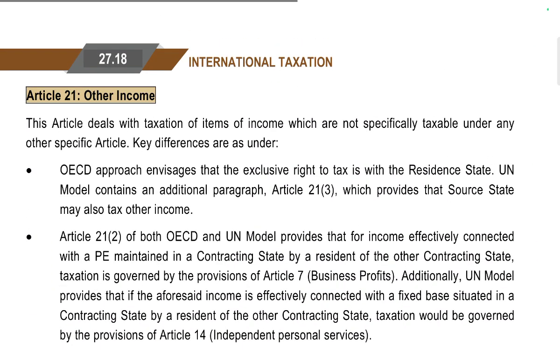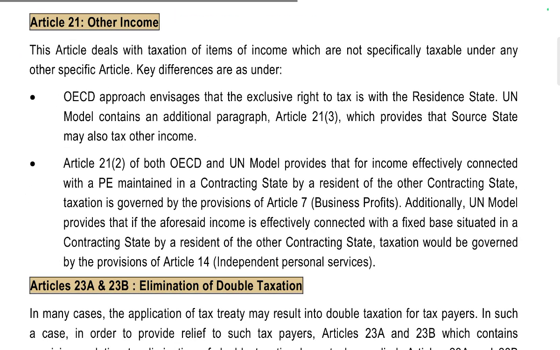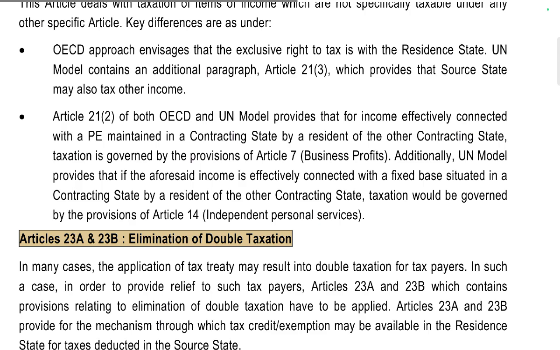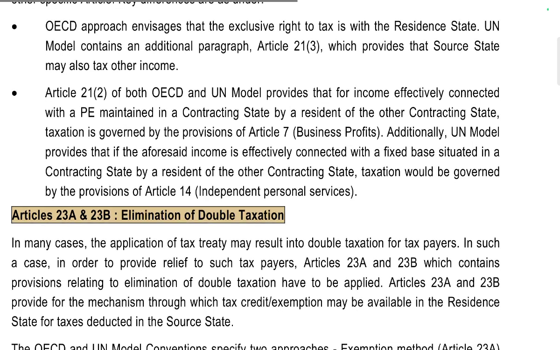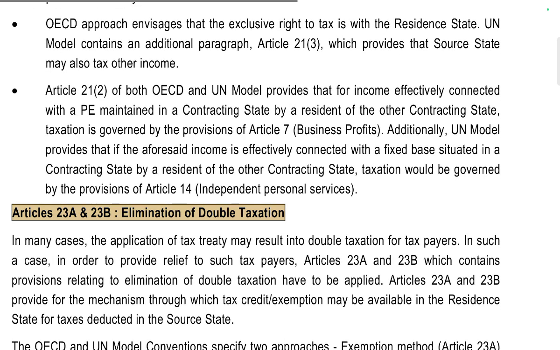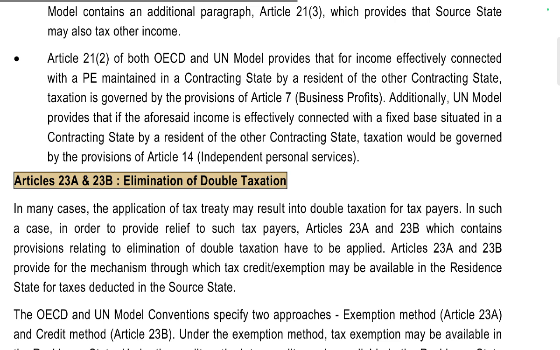Article 21, Other Income. The article deals with the taxation of items of income which are not specifically dealt with under the specific articles. A key difference: the OECD approach envisages the exclusive right to tax in the residence state. The UN model contains an additional paragraph, Article 21.3, which provides that the source state may also tax such income. Under Article 21.2, both the OECD and UN models provide that income effectively connected with a PE maintained in a contracting state by a resident of the other contracting state is taxation governed by the provisions of Article 7, business profits. In addition, the UN model provides that if the aforesaid income is effectively connected with a fixed base situated in a contracting state by a resident of the other contracting state, taxation will be governed by the provisions of Article 14, independent personal services.